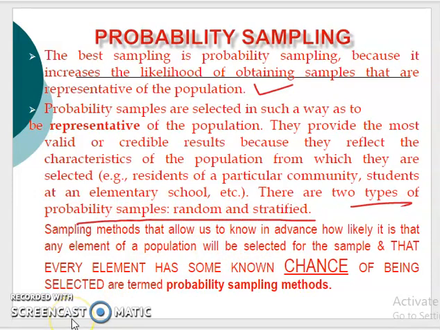And the sampling methods that allow us to know in advance how likely it is that any element of a population will be selected for the sample, and that every element has some chance of being selected, are termed probability sampling methods. So this is the probability sampling method.